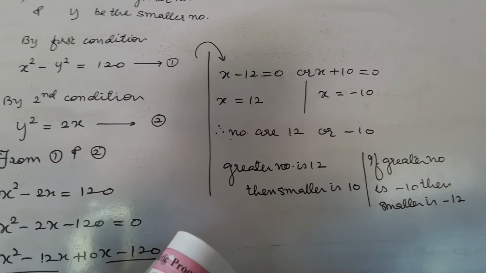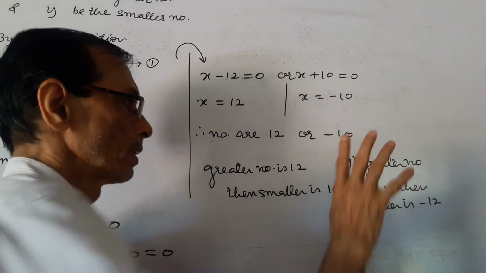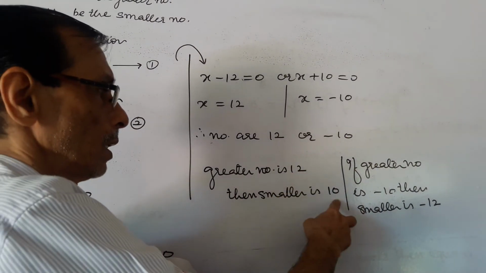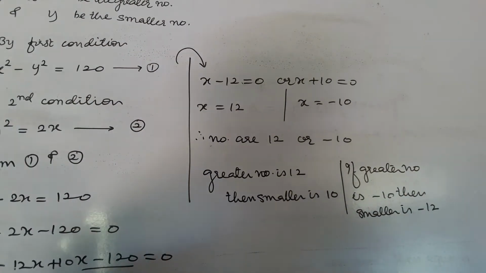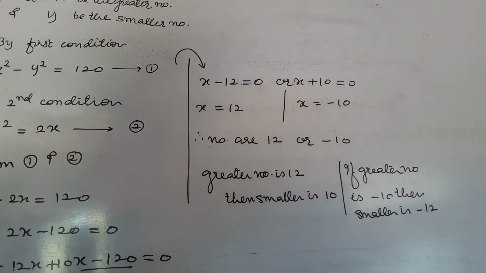They are not asked whether natural numbers or not, and that's why there can be both the conditions. So 10 and 12, or minus 10 and minus 12. Copy this.